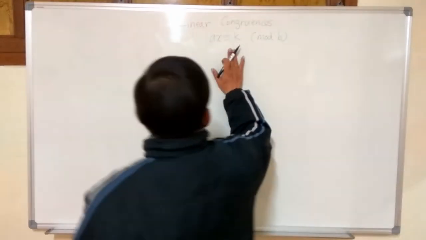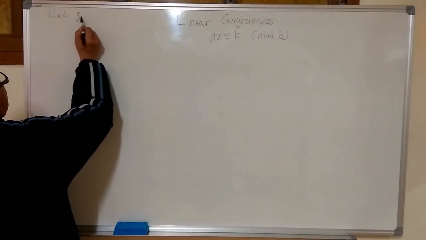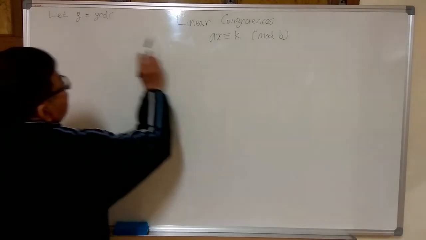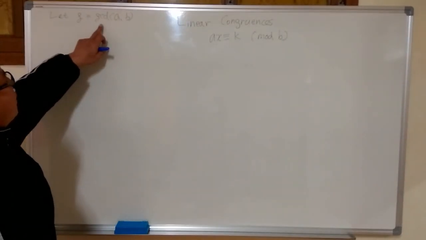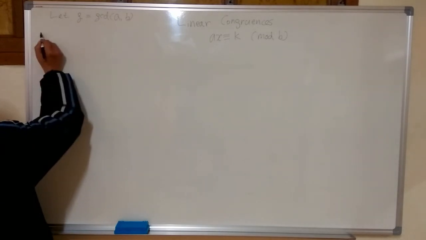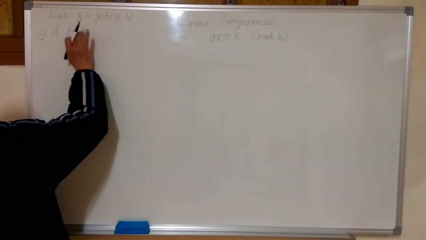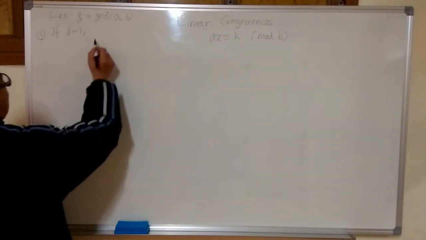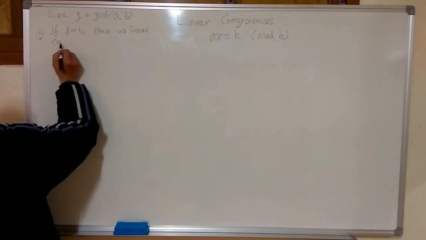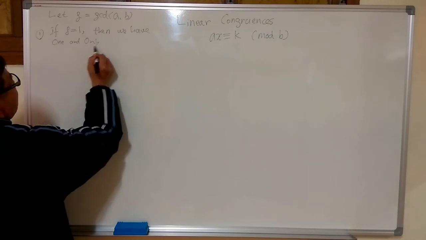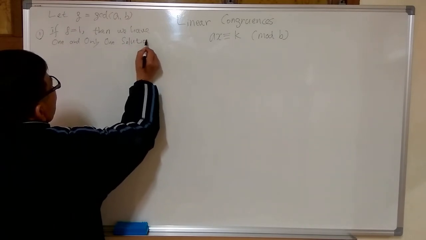This equation can be classified 3 different ways. To solve this equation, we first let G be the greatest common divisor of A and B. We first compute greatest common divisor of A and B. Then first, if G equals 1, then we have 1 and only one solution. Only one solution we have.